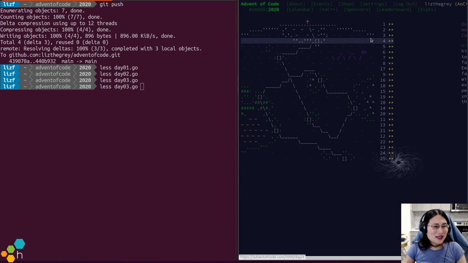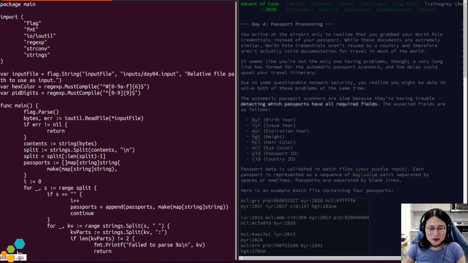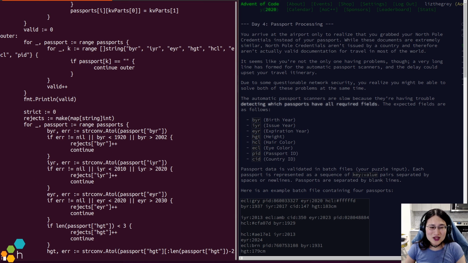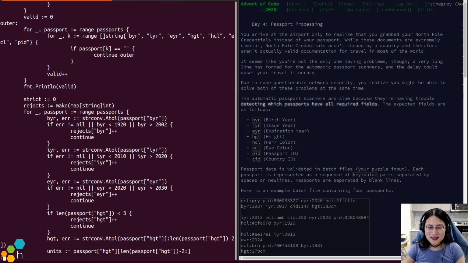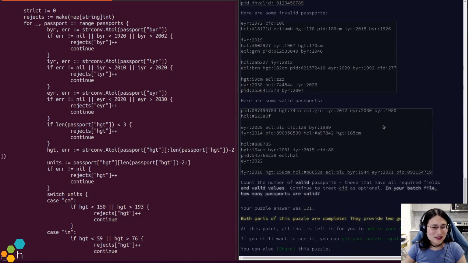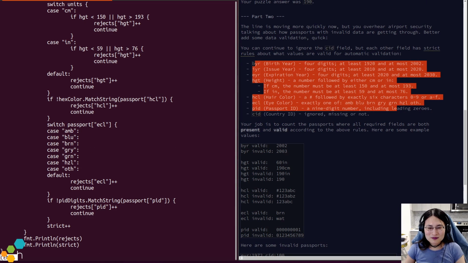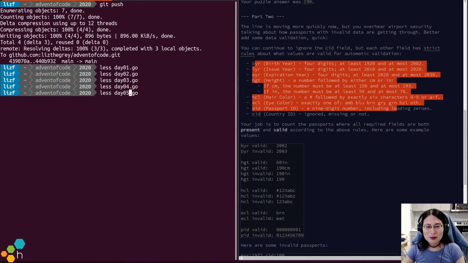Okay, day number 4. Day number 4 was again an input manipulation puzzle. So basically, can you parse this list of things, and can you convert all of these constraints that are expressed in prose into code? So again, not much complicated algorithmic work, just a lot of flavor about passport readers.